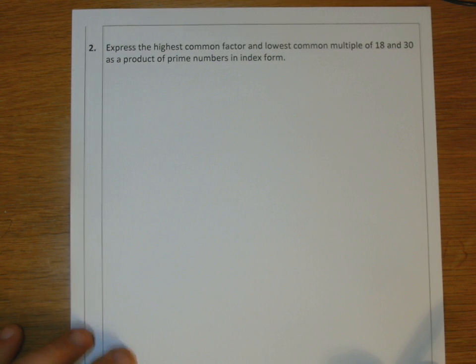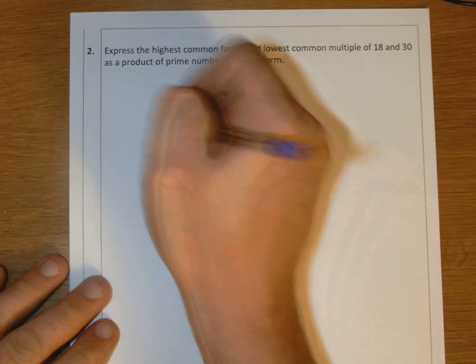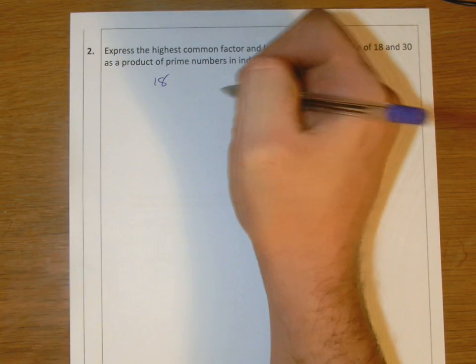Okay, question 2 says express the highest common factor and lowest common multiple of 18 and 30 as a product of prime numbers in index form. So again, we go same approach.